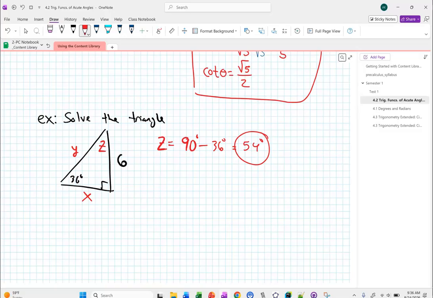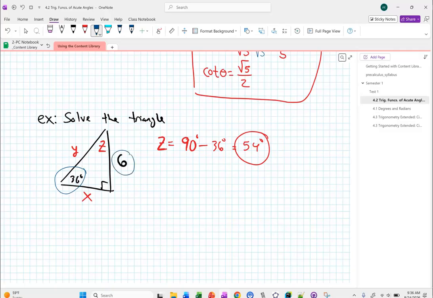Okay. Any difference between finding x or y next? No, it's going to be basically the same kind of idea. One is not really more difficult than the other. So let's look for x first. Sound good? Okay. So we're using this 36 degree.